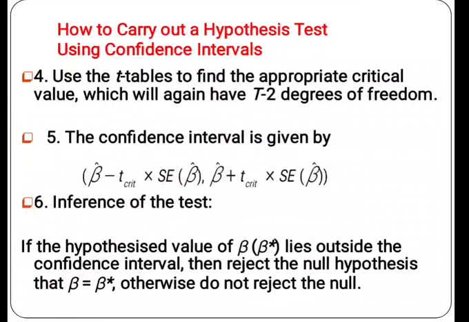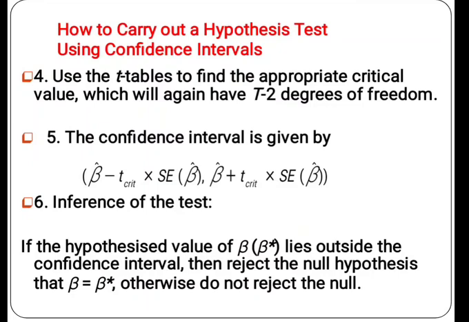Step number 4 is to use the t table to find the appropriate critical values, which will again have n minus 2 degrees of freedom. Here we will use the t table because we don't know the population variance and population standard deviation, and as well our sample size is less than 30. If our sample size was greater than 30, or we knew the population variance and standard deviation, then we would have to use the z test.